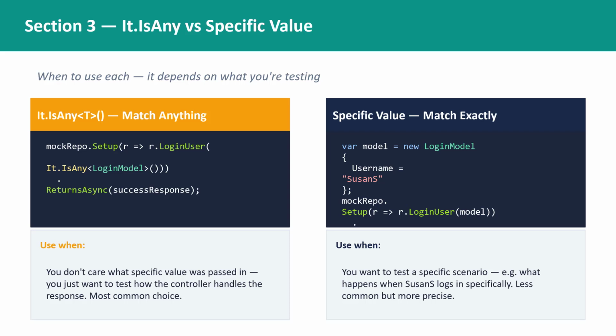The specific value approach is for when you want to test a particular scenario. Maybe you want to prove that when Susan S. logs in, she gets a specific response. Less common, but more precise. My advice is to default to this pattern, it is any, and use specific values only when the test is asking specifically about a particular input value.